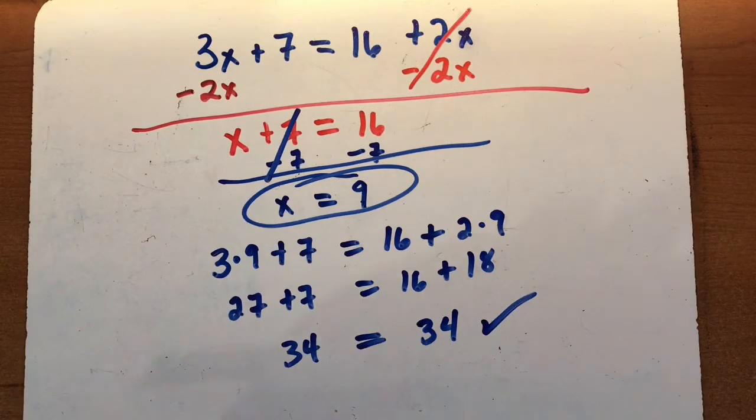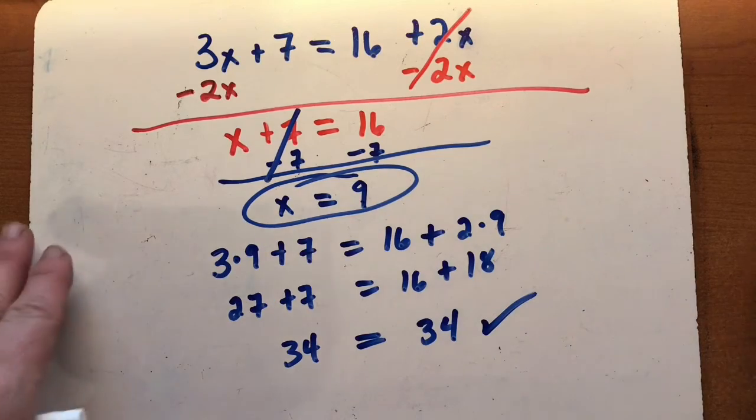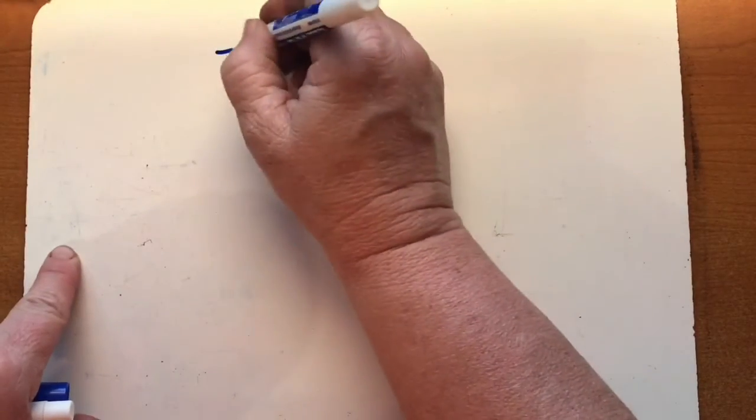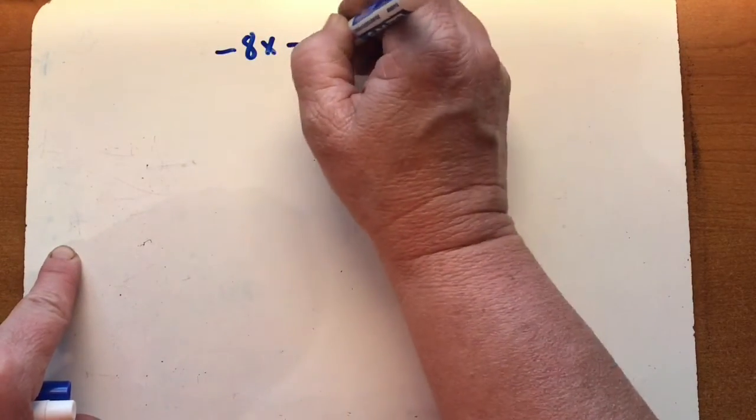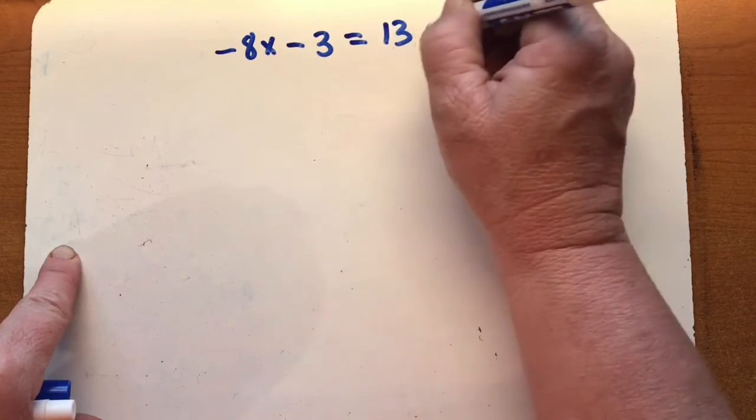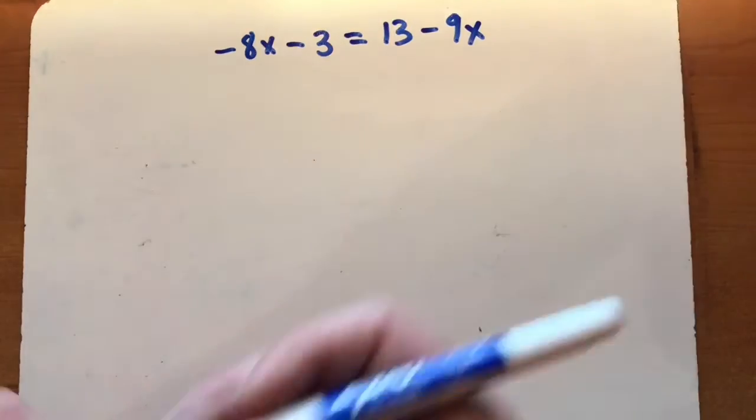Alright. Okay, let's look at another one that they give you, with some negatives going on. Gotta love those negatives. Alright. So negative 8x minus 3 equals 13 minus 9x.